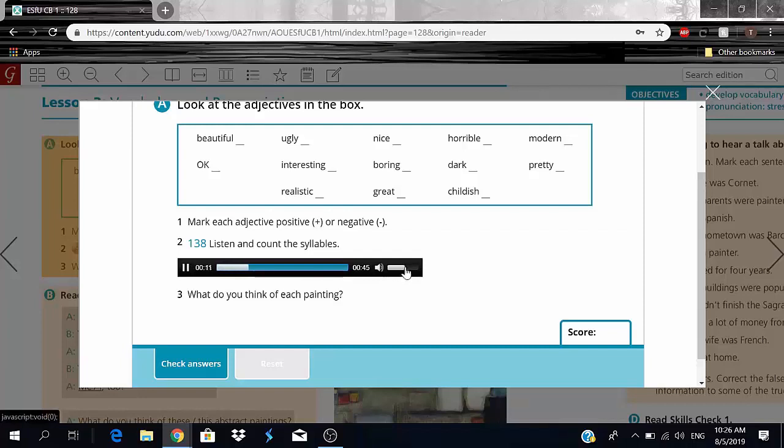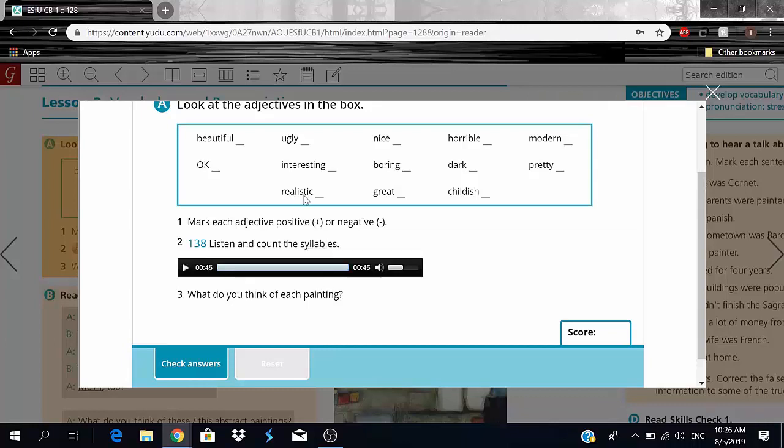Exercise A2. Listen to the syllables. Beautiful, ugly, nice, horrible, modern, okay, interesting, boring, dark, pretty, realistic, great, childish.